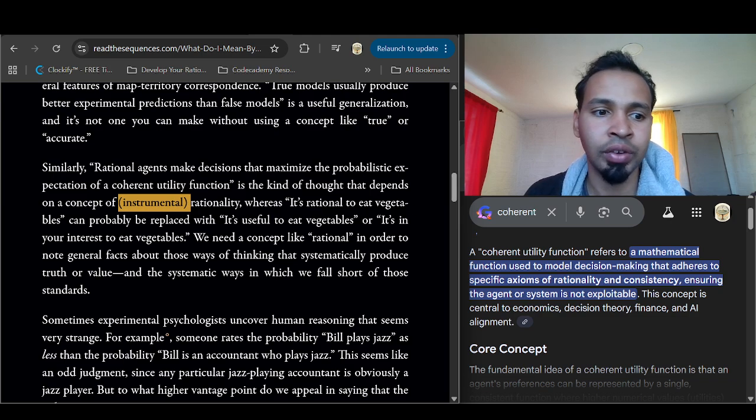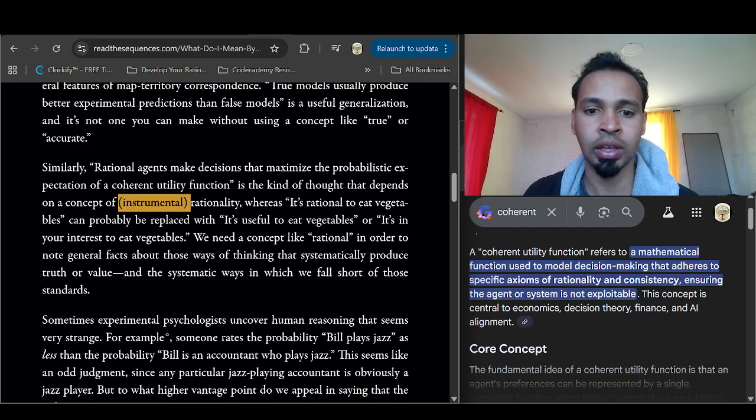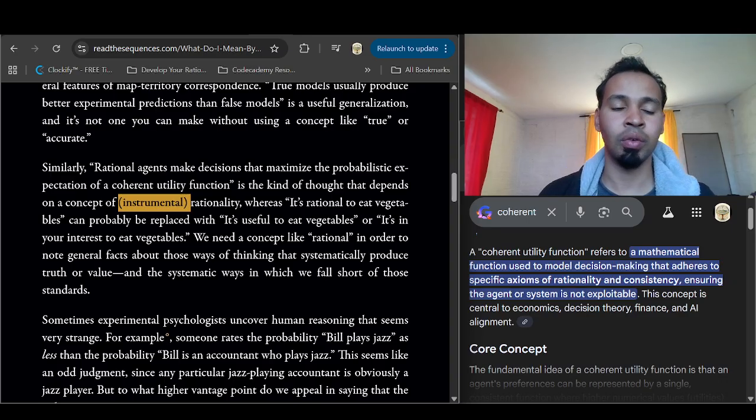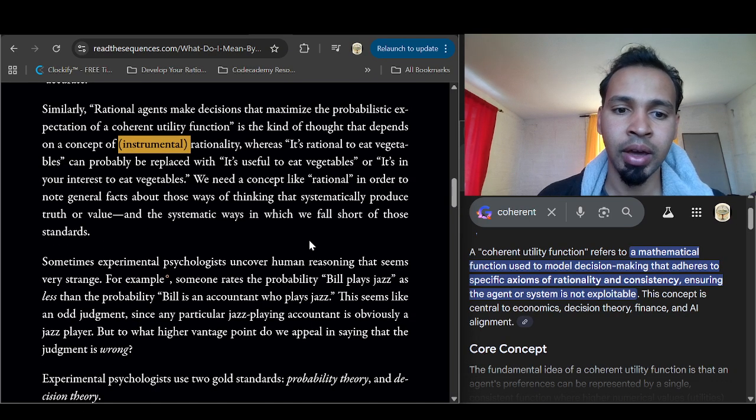Whereas it's rational to eat vegetables can probably be replaced with it's useful to eat vegetables, or it's in your interest to eat vegetables. We need a concept like rational in order to know general facts about those ways of thinking that systematically produce truth or value, and the systematic ways in which we fall short of those standards.